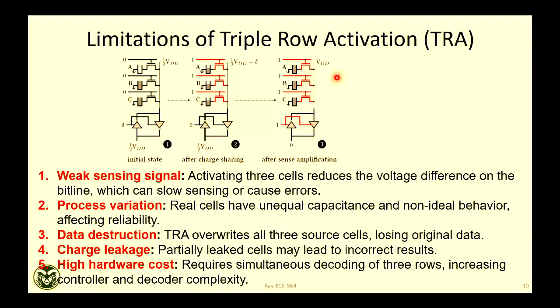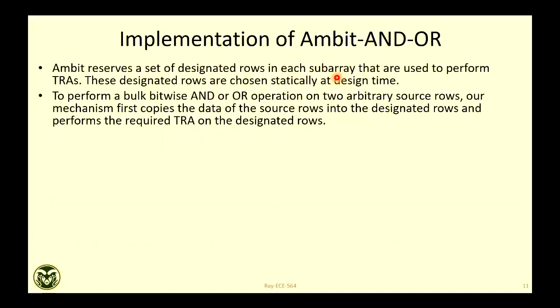So these are the problems. Now the way this paper solved this problem is as follows. So this is the implementation of Ambit. They say that all this computation will be done in 3 reserved rows. So it reserves a set of designated rows in each subarray. To perform a bitwise operation, first they'll copy the operands into those designated rows. That means your operands are not destroyed.